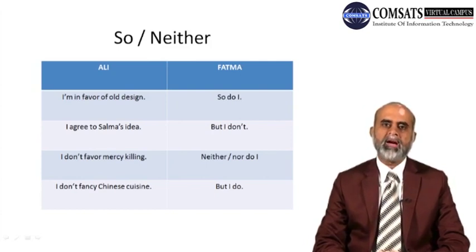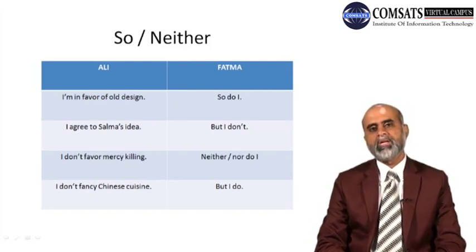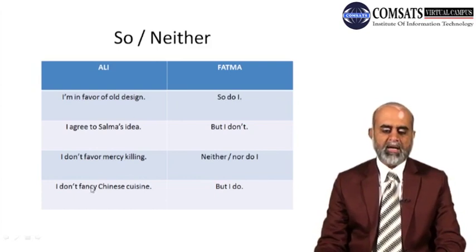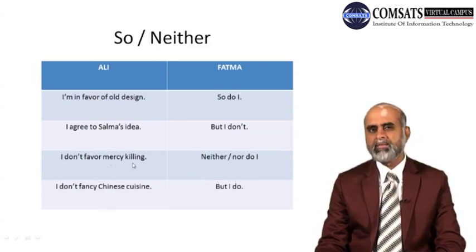And an informal way of expressing agreement could be, me neither. So if I say, I don't fancy mercy killing, you can say, me neither. I don't fancy means I don't like. And you know what mercy killing means?